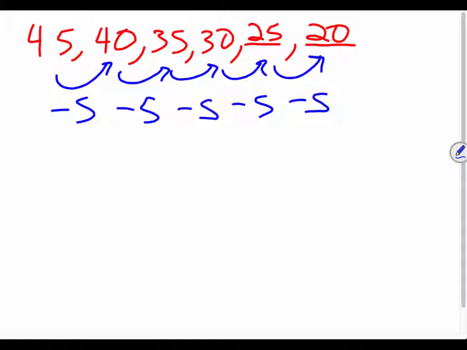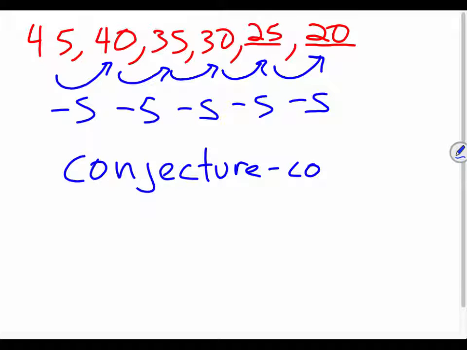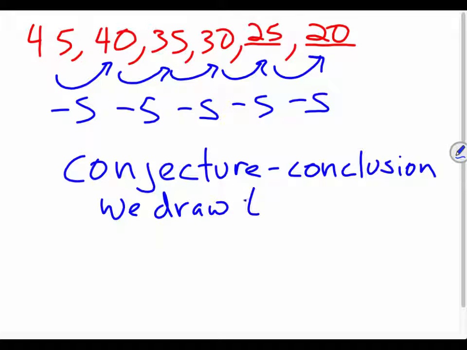All right, cool. So sometimes when we find a pattern like that, we can make a thing called a conjecture. Okay? So from patterns, we can make a conjecture, which is a conclusion that we draw, using a thing that we call inductive reasoning.